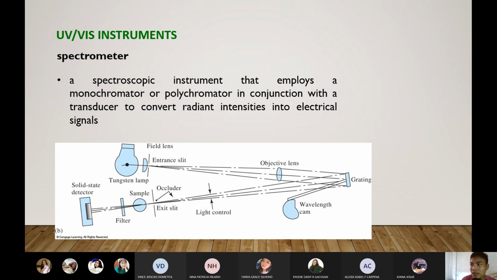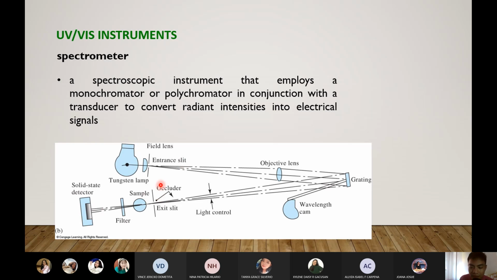UV-Vis instrument, so we have the spectrometer. Basically, pinagsama-sama lang natin, no? Pinakita lang natin on a bigger detail yung diagram earlier. So you have your light source, you have your wavelength selector, then it will pass through the sample, then it will have the detector, and the transducer will convert that into numbers. Okay. So ito lang yung bigger view ng ginawa natin kanina.